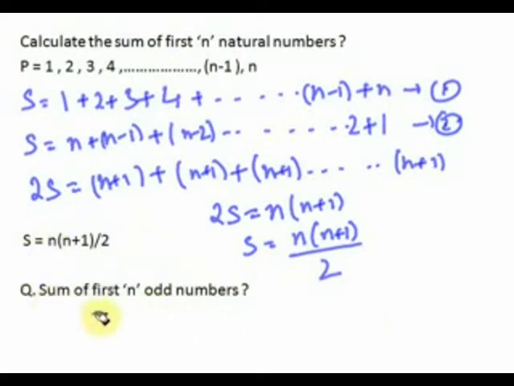Similarly, we can find the sum of first n odd numbers. What will it be? S is equal to 1 plus 3 plus 5 plus 7. What will be the nth term? That will be equal to 2n minus 1.